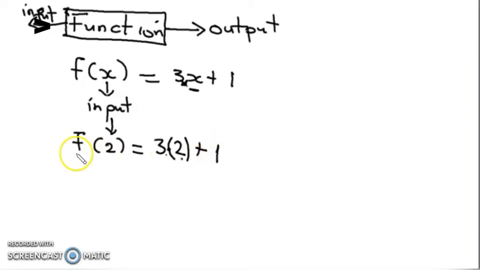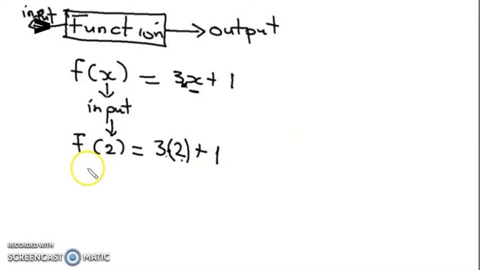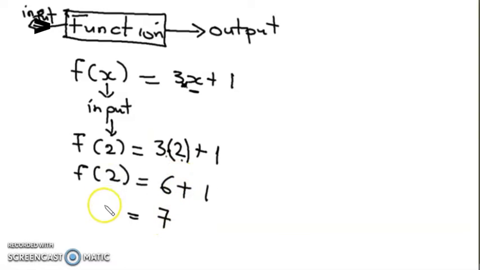Okay, plus 1. So f of 2 is equal to 6 plus 1, which is equal to 7. What this means is that when we input 2 into this function, the output is 7. So our coordinates will be (2, 7), since the input was 2 and the output we got was 7.